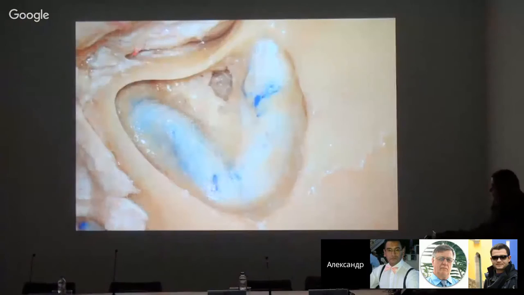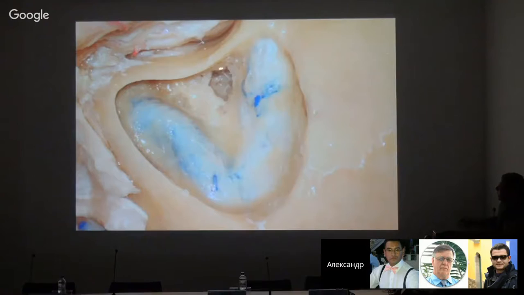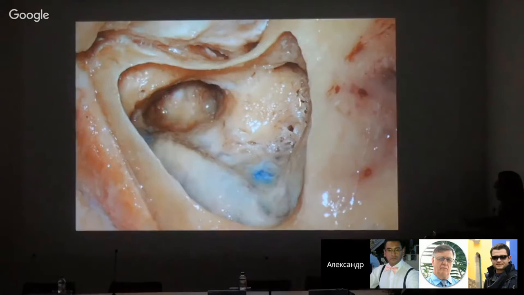You keep drilling, taking the cells off, and you will find the sigmoid sinus here, and in front of the sigmoid sinus, in this region, a big mastoid air cell. This big mastoid air cell we call the antrum of the mastoid, and the antrum of the mastoid is the point where you find the otic capsule and the facial nerve. So when you remove this bone here and open this air cell, we're going to find this solid block of bone. The solid block of bone is the otic capsule.